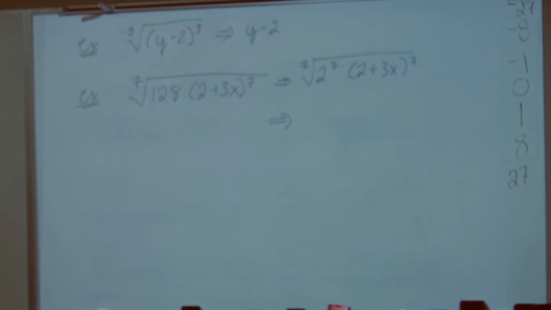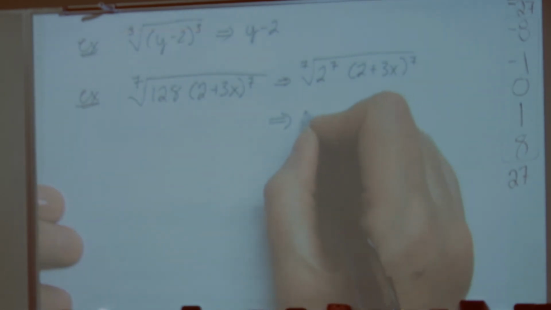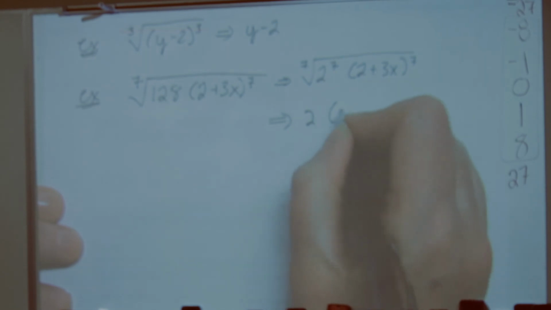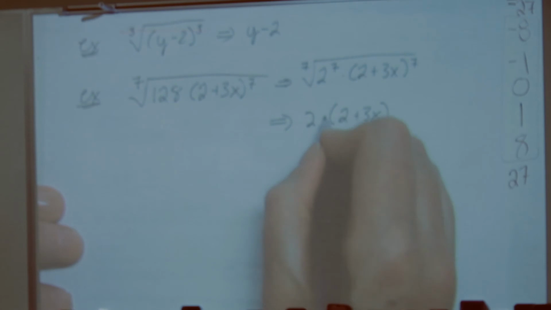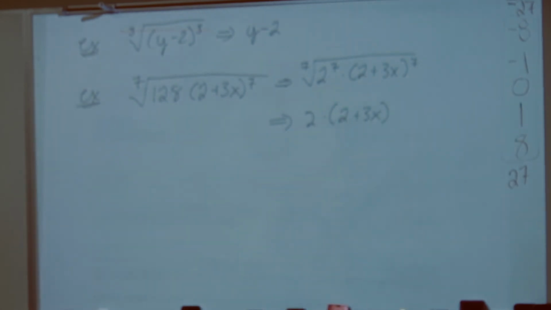All right, so tell me what my final answer is, y'all. 2 times 2 plus 3x, right? Remember, if it's times on the inside, it is times on the outside. Do you have to distribute the 2? No, leave it. Oh, everybody cool.